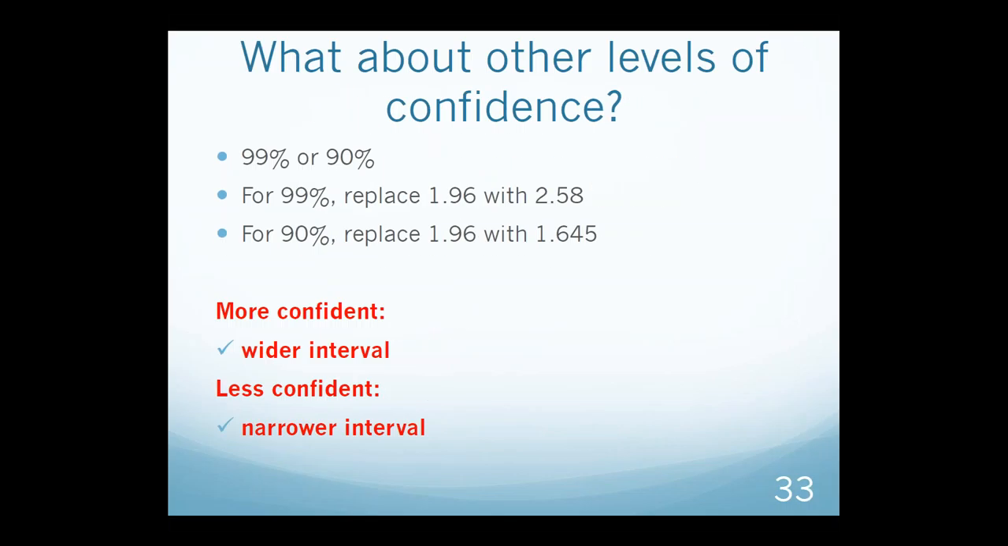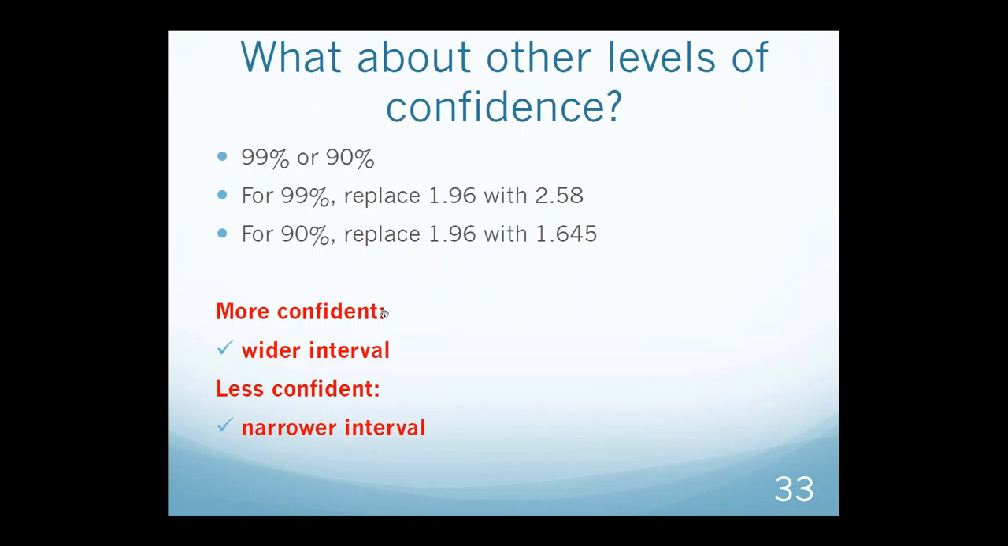So what about the other levels of confidence? You may want to increase your confidence level. You may want to say, I want to be 99% sure when I estimate my parameter. Or you can be more flexible, and just 90% is good enough for me. If you want to be 99% sure, then you need to replace the multiplier 1.96 with 2.58. And if you are more flexible, then the 90% confidence interval would replace 1.96 with 1.645.